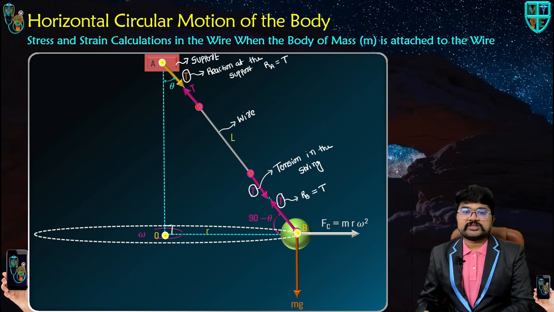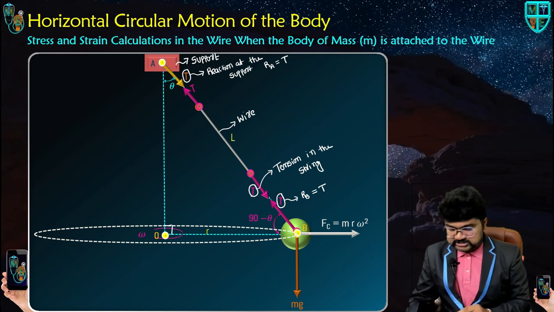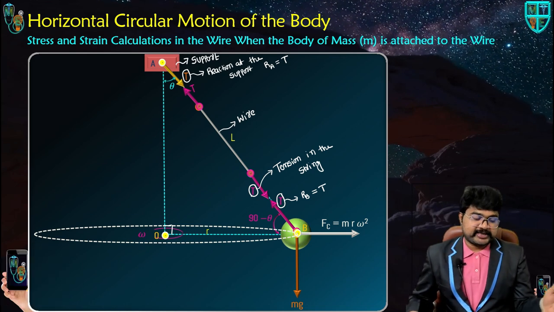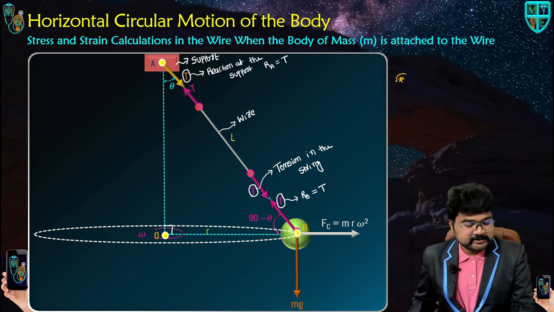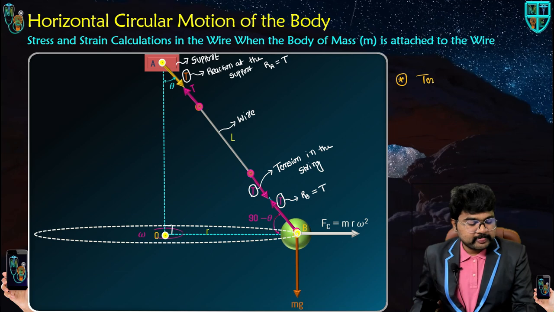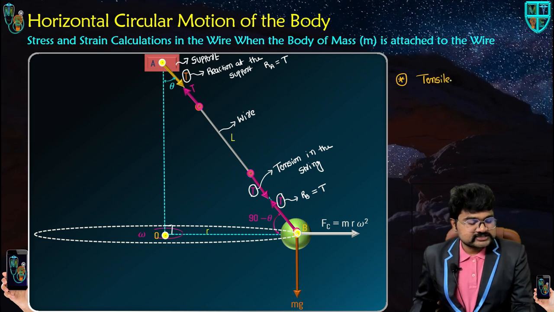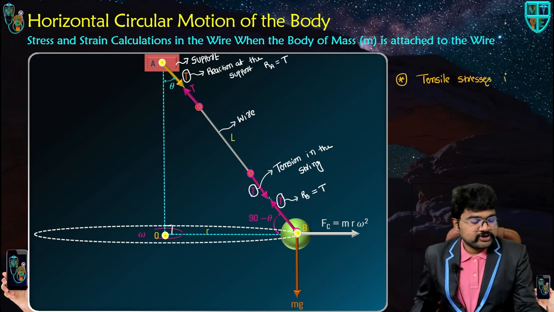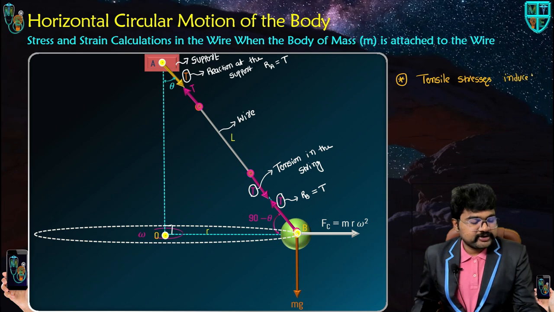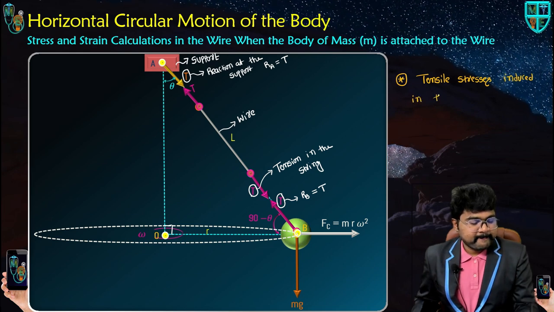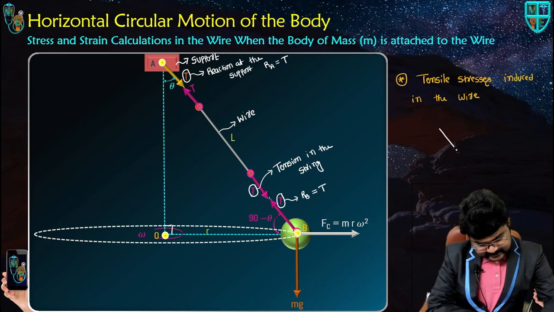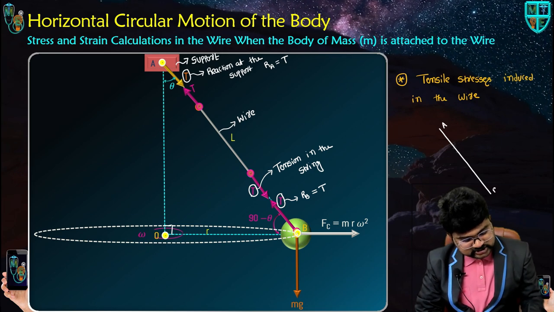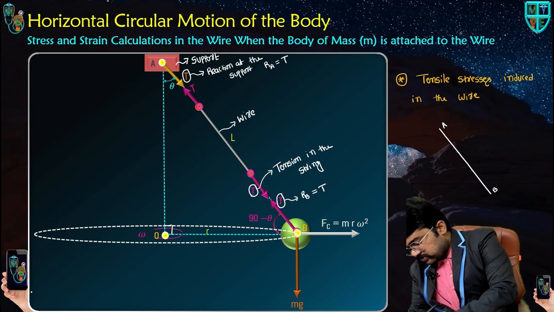Now the free body diagram for this particular wire. Now I can say confidently what kind of stresses are induced in the wire. Tensile stresses are induced in the wire. I can say this should be the wire, wire AB. What kind of stresses are induced? Tell me.